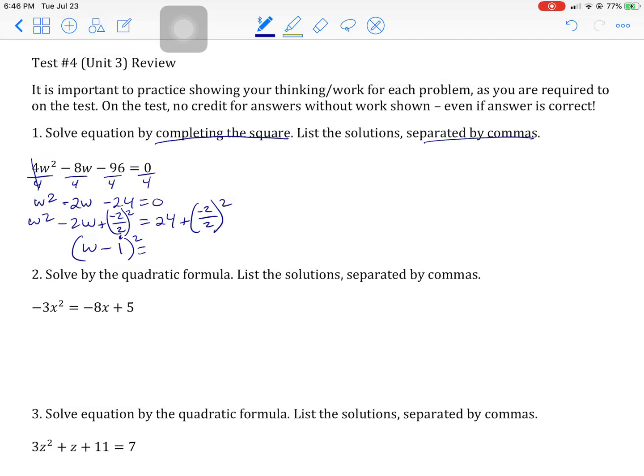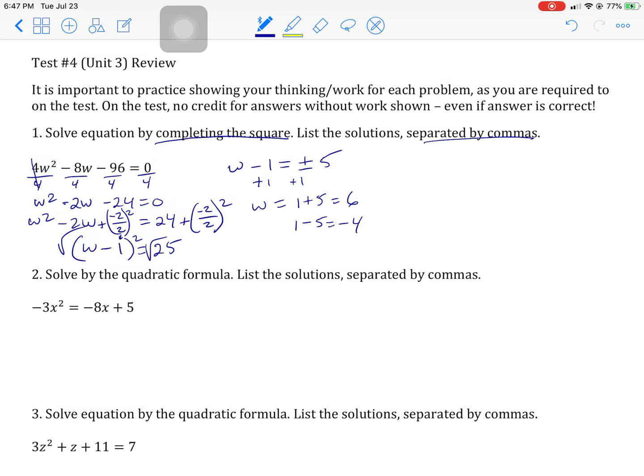But on this side, a negative 2 over 2 is a negative 1 squared is a positive 1, so this is going to be a 25. And then you square root both sides. It's an even root, so we're going to put a plus minus square root of 25, which is 5. Then we're going to move the 1 over. W equals 1 plus 5 and 1 minus 5.